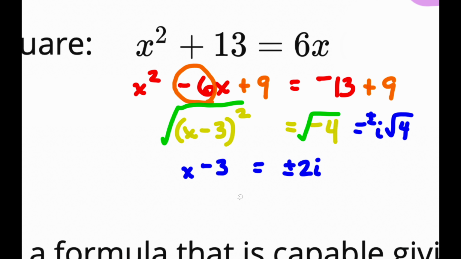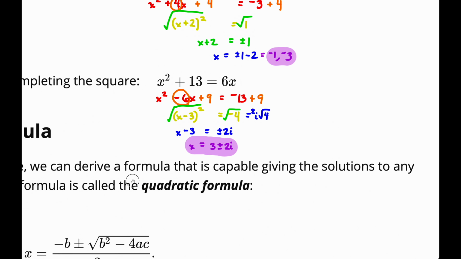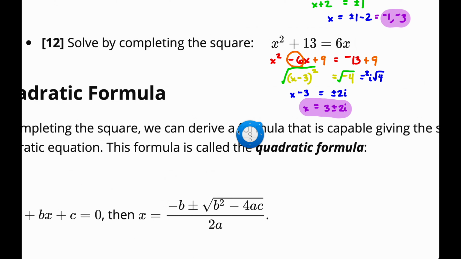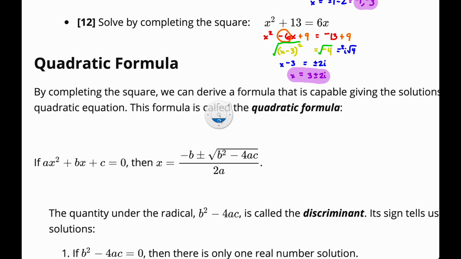And then we're going to add 3 to both sides. So your final answer is 3 plus or minus 2i for this one. This one actually has an imaginary number because you're doing the square root of a negative, namely the square root of negative 4 right here causes an imaginary number to come out. So you have a complex solution to this one. If you're confused on the imaginary numbers, the complex numbers, then you're going to want to watch the previous video because we go over all of that there.